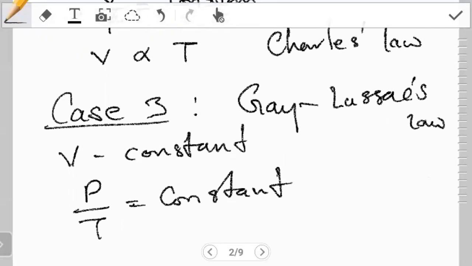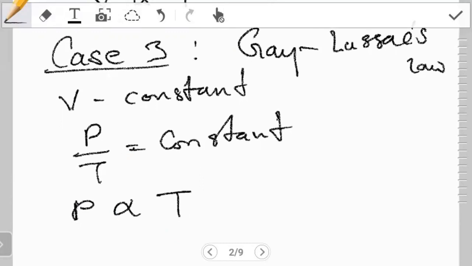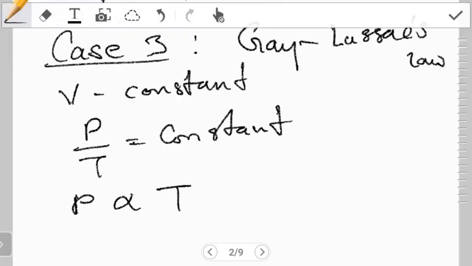And if you have to state this law, then all you have to say is change the equal sign to proportionality, then you have this. Then you can define this law as: for a fixed mass of a dry gas, the pressure varies directly with the temperature. So increase the temperature, the pressure increases. Reduce the pressure, the temperature reduces. So this is Gay-Lussac's law. That's how you state it.